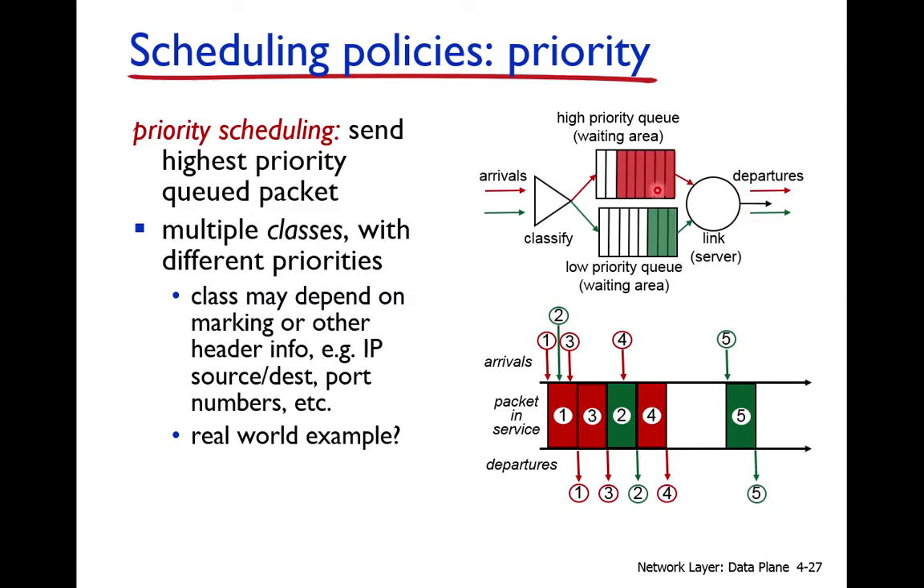So in this case, when the packets arrive, they are stored in different queues depending upon their priority, and when the link is free, we first take the packet from the queue of higher priority. When all of these packets are transmitted, then the packets from the lower priority queue will be transmitted.